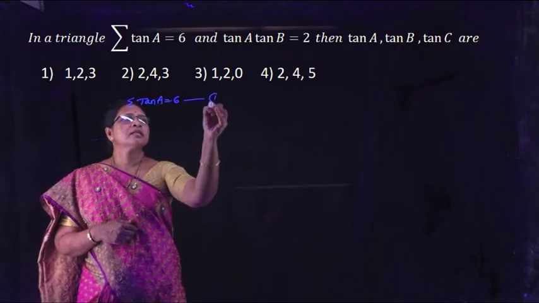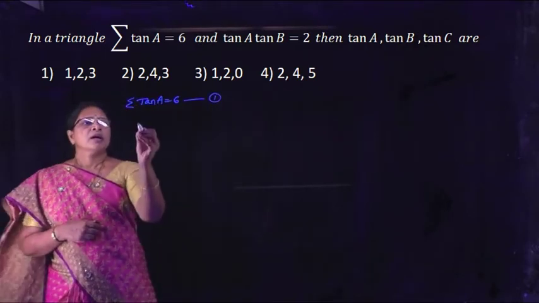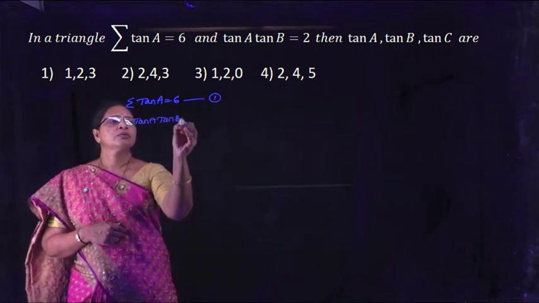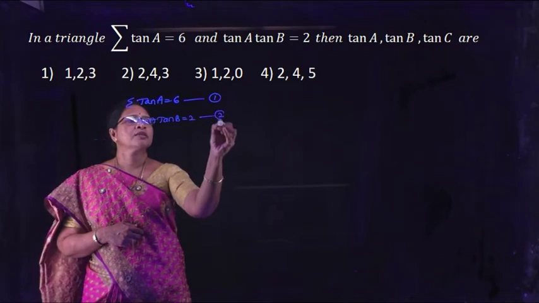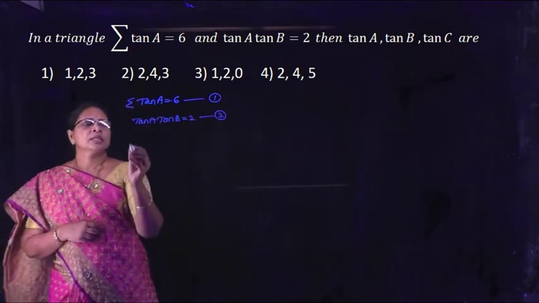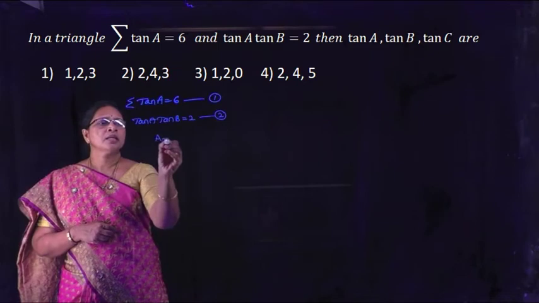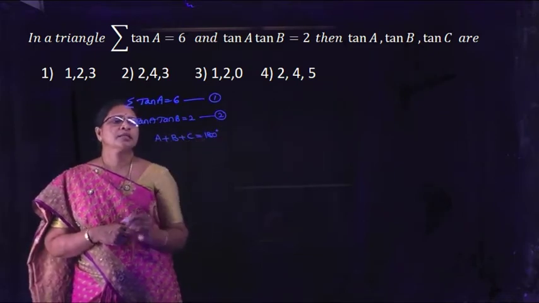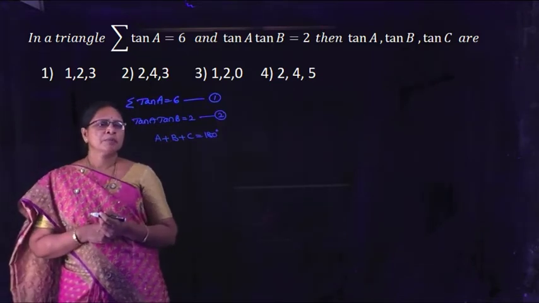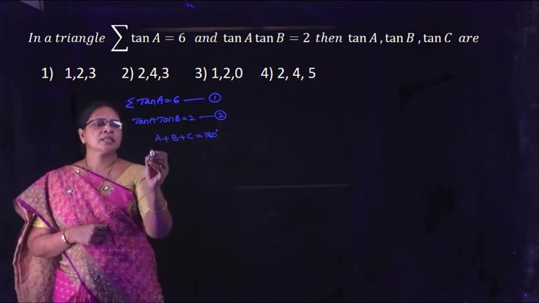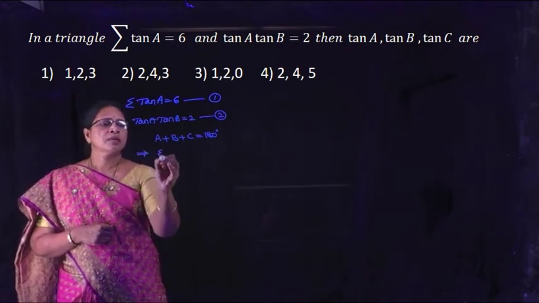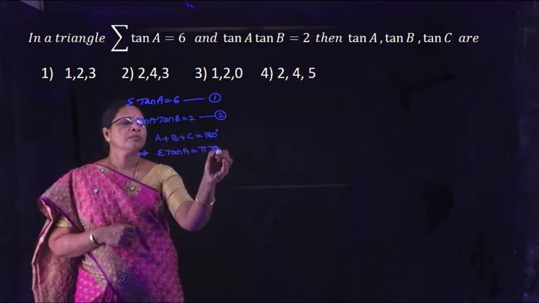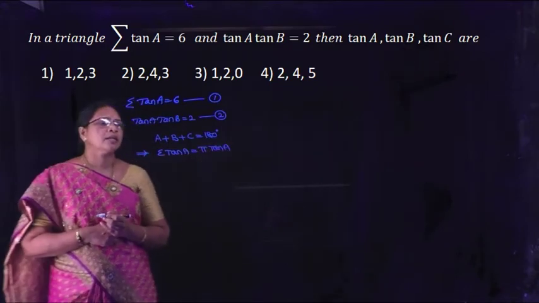Treat it as equation 1. And tan A into tan B is equal to 2. Treat it as equation 2. We know that in any triangle ABC, A plus B plus C is equal to 180 degrees. We know that if A plus B plus C is equal to 180 degrees, then we have sigma tan A is equal to pi tan A.